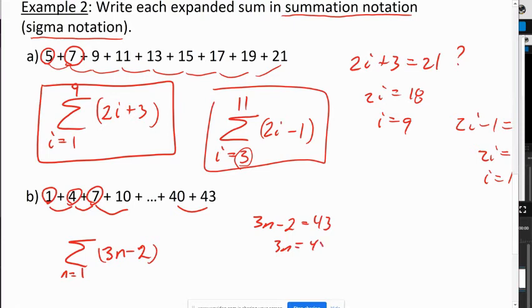3n equals 45, so n would be 15. So if I count from 1 to 15, that will end at 43. Notice if I plug in 14, 3 times 14 is 42, minus 2 gives me 40. And then when I plug in 15, I get 15 times 3 is 45, minus 2 gives me 43. So this sum appears to work.